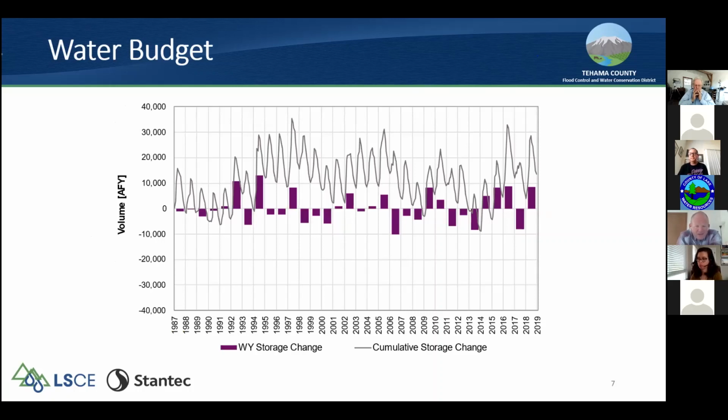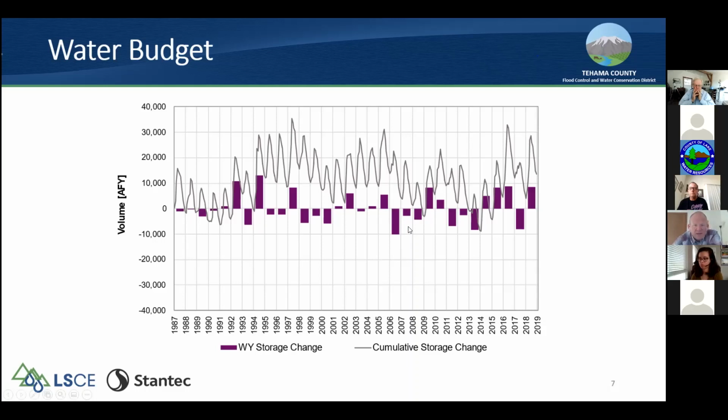Great. Yeah, this is what this graph shows. Essentially what we're looking at here is the storage change back through to 1987. The purple bars, if they're below zero, show that your net storage is negative.